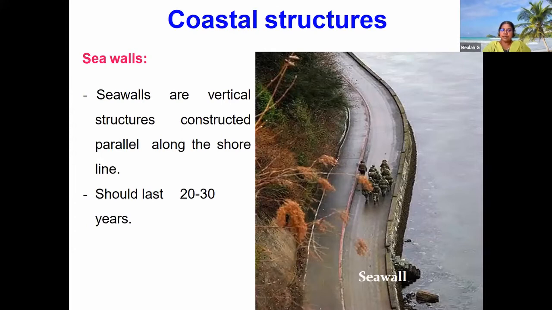This is a good example of a seawall which is constructed vertically and is adjoining a mountain region, as in most European countries in the cold parts, where normally the highways run along the mountain regions. The seawall is constructed parallel along the shore, and they have to ensure that it will last for 20 to 30 years.